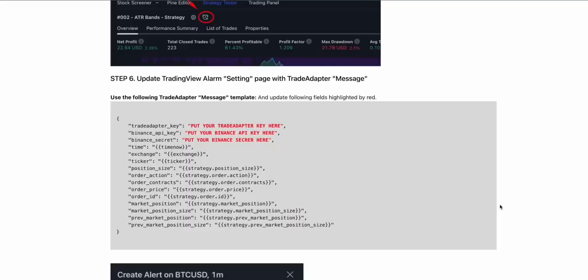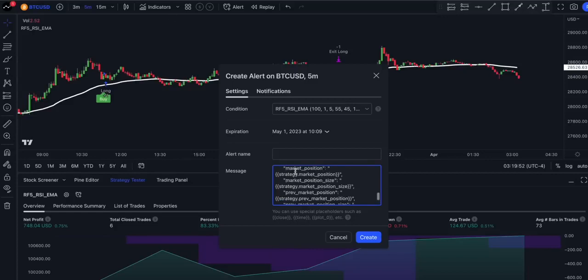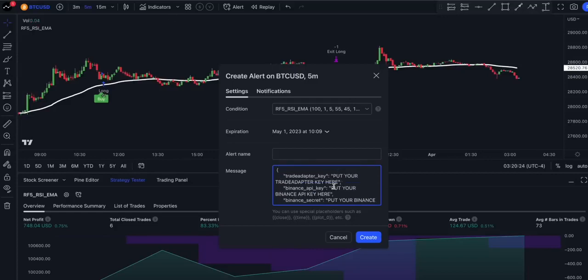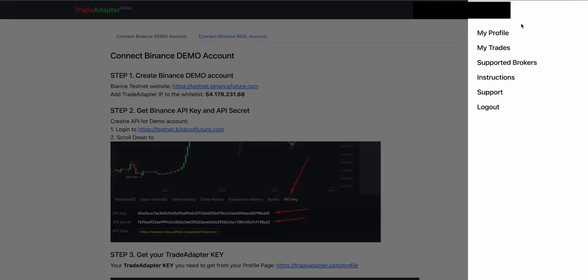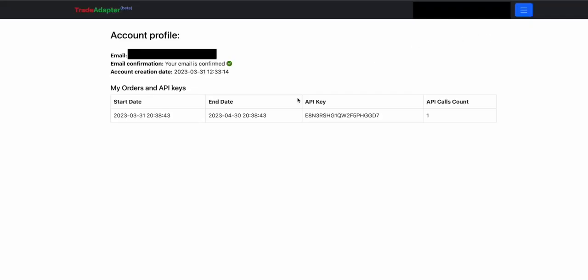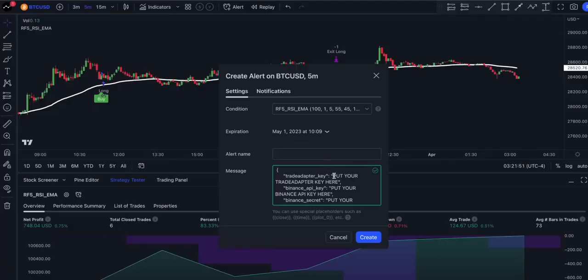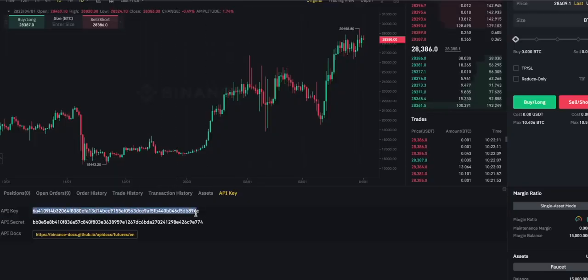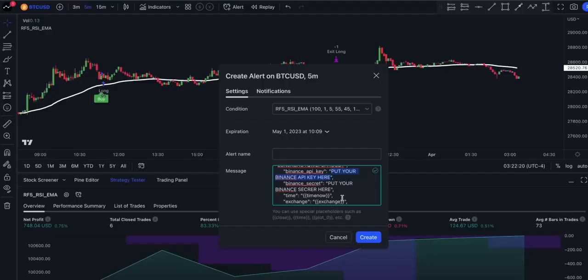Okay, now go back to Trade Adapter and scroll down to step number 6. What you want to do is to copy this message and paste it into the alert message. The next step is to input our keys. So first of all, we need to input our Trade Adapter key. You can find it in your account profile. Okay, the next step is to paste our Binance API key. And finally, the Binance API secret.